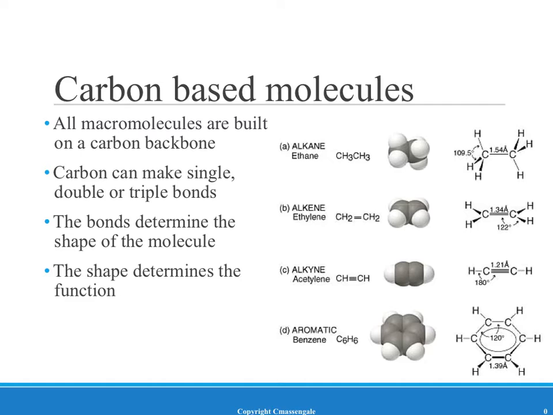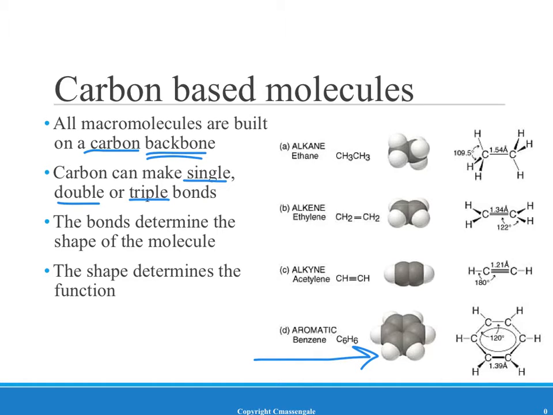All of our macromolecules are built around carbon. In fact, we say there's a carbon backbone because it's the central element found in these molecules. Carbon is a very unique element because it can make single, double, or triple bonds, and the bonds will determine whether it is a linear molecule or maybe it's bent a little bit in the middle, or perhaps even a ring like we see down here with our example of benzene.